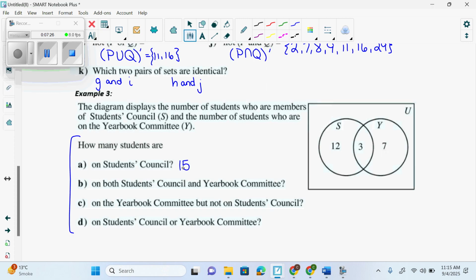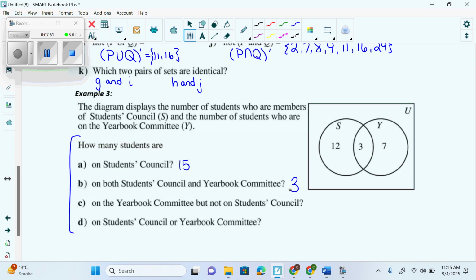Do I expect you guys making mistakes? Yeah, you're just learning. This isn't like the test or quiz or homework, right? So I expect oopsies to happen. You're trying it on your own. The next one says, on both student council and yearbook committee. Student council and yearbook, snowman. Is that snowman? Is it an and? What's and? Eyeball. So what's the eyeball? 3.